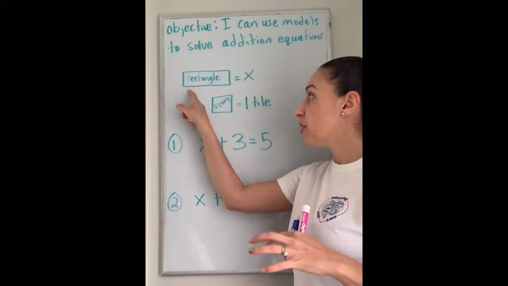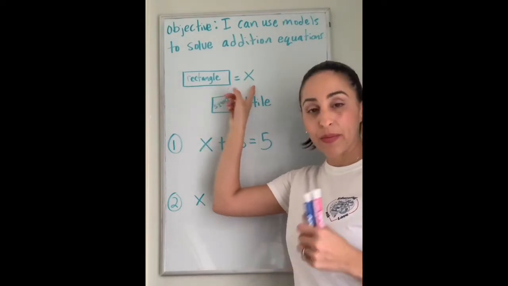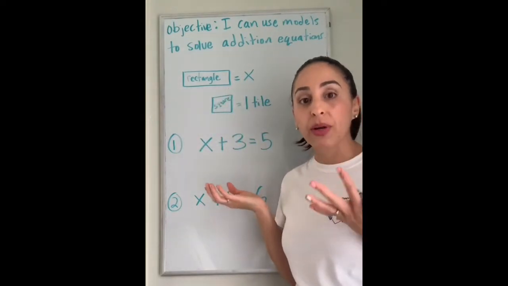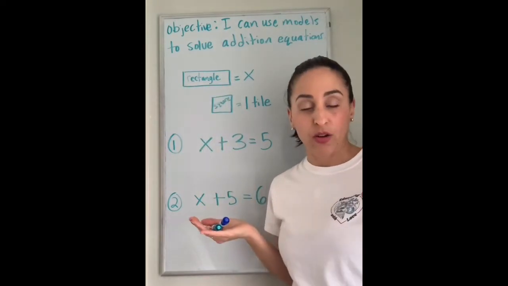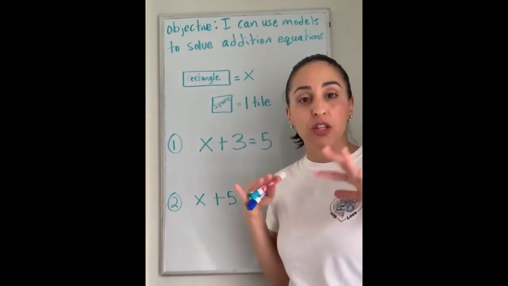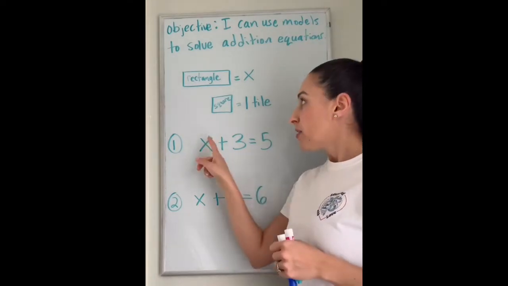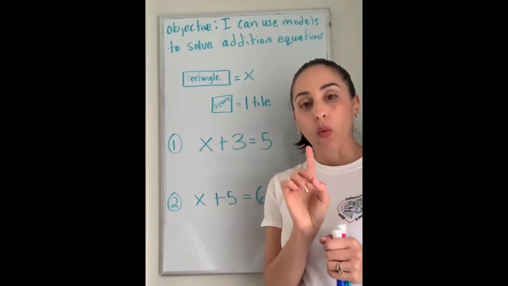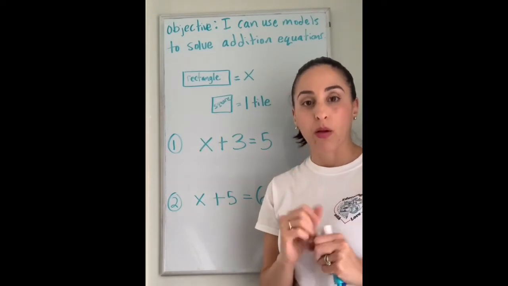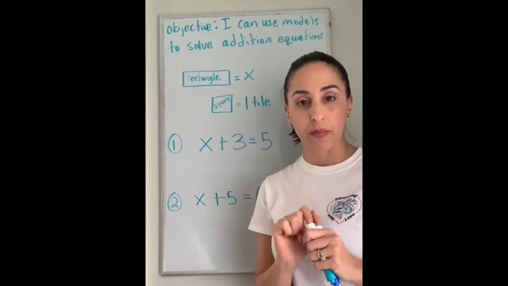When I tell you I have X, that means I don't know how much I have. So we're going to draw a rectangle to represent what I don't know. I don't know how much, I'm just gonna draw a rectangle. When I draw a square, that's going to represent one of something, okay? Like one tile, for example, one of something.